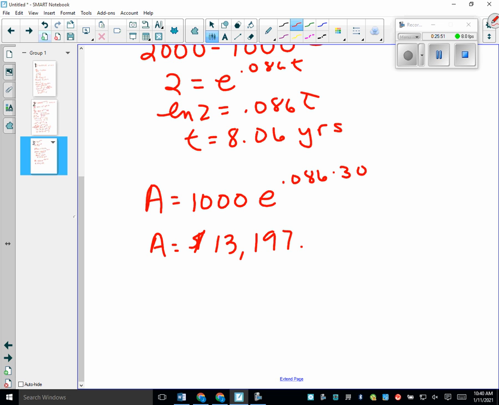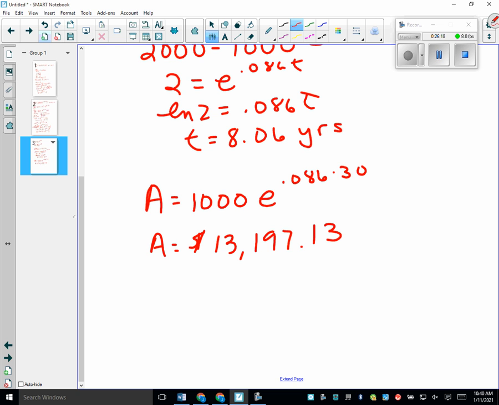1.816. Let me tell you something about money. If the bank is paying you the interest, they always round down. If you're paying them interest, you round up.